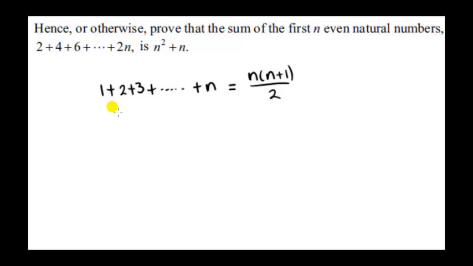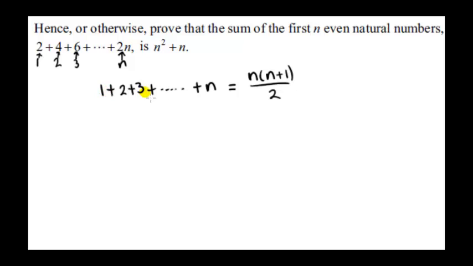So this is what we saw previously. The sum of the first n natural numbers is n into n plus 1 over 2. Now, here we have the first n even natural numbers. So this is n equals 1, this is n equals 2, n equals 3, and so on. This is the nth one. So you can see the rule, we just multiply by 2. So to generate all the even natural numbers, we just multiply all our natural numbers by 2.